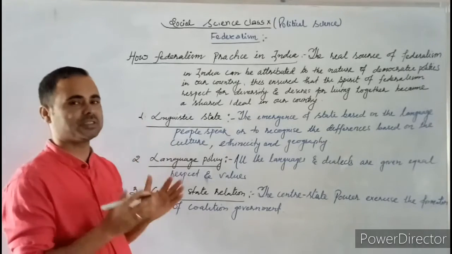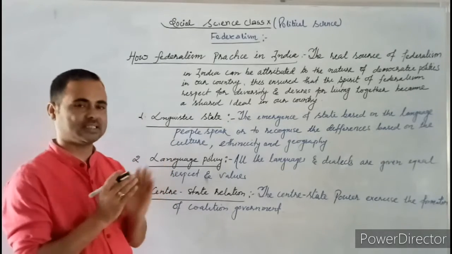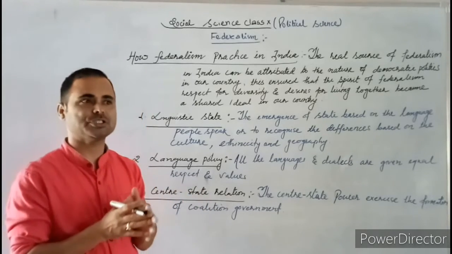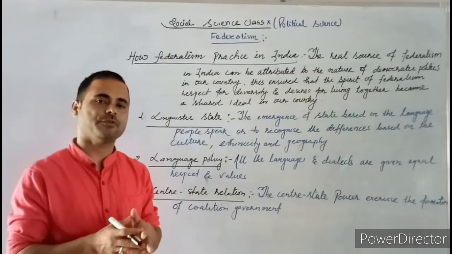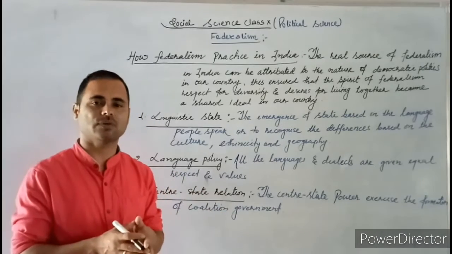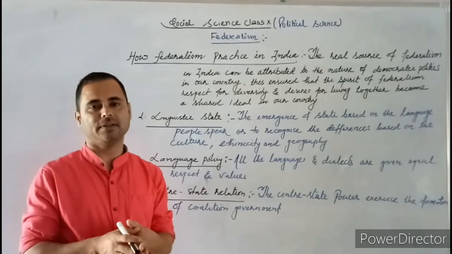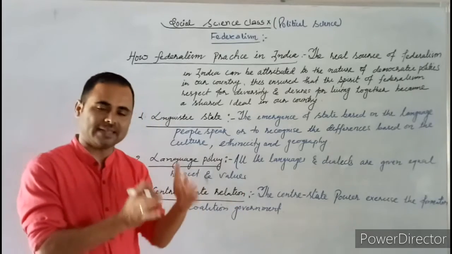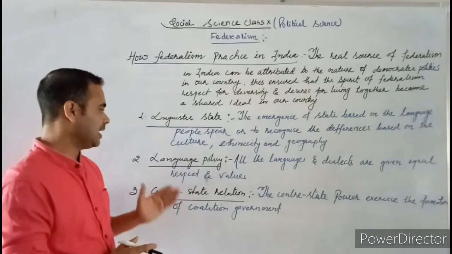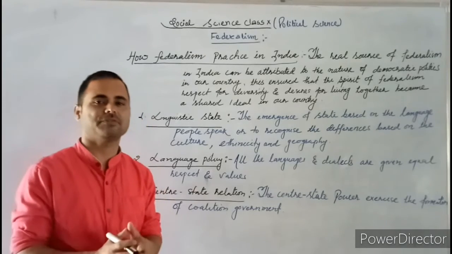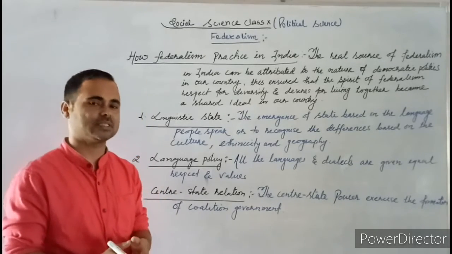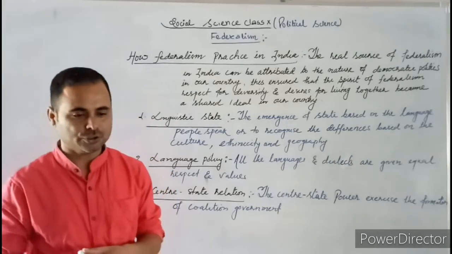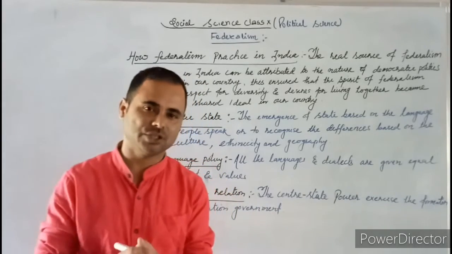First, what? The emergence of all the states based on linguistic ideas, where what language people speak, what kind of culture they follow, what kind of ethnicity they have, what kind of geography they live in, all of these aspects are respected in its political affairs. That makes India a federal state. Another is language policy: all the languages are given equal respect, all the dialects are given equal respect. And finally, a beautiful relation of the center and the state. So this is how federalism is practiced in India.